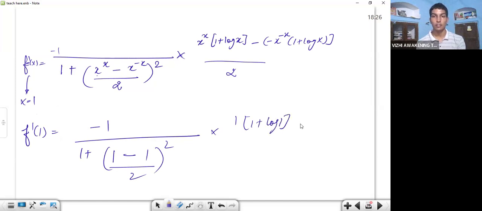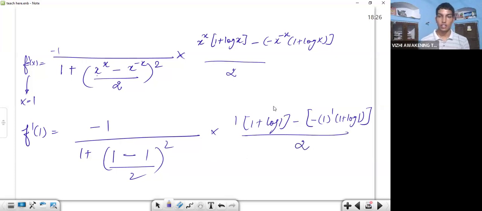What is log of 1? Please unmute yourself and tell me. Please tell me what is logarithm of 1. Okay, so logarithm of 1 is 0.